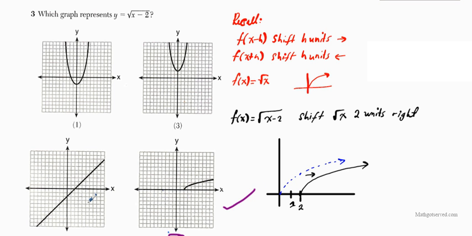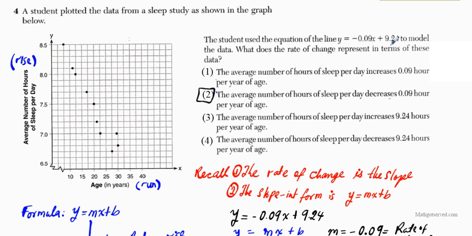Options 1, 3, and 2 are incorrect because we have a quadratic and a linear function, which are not represented by the square root function. In question 4, we're looking at what the rate of change in this function represents.